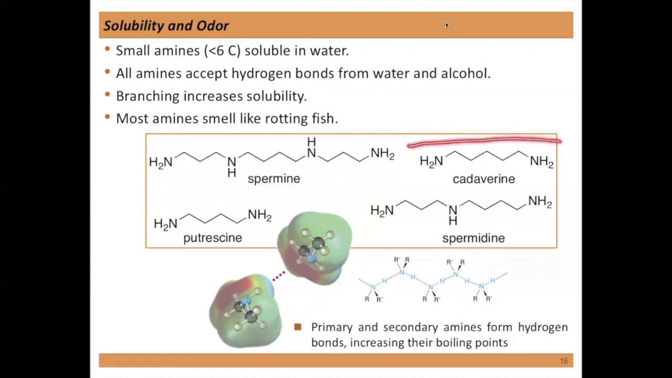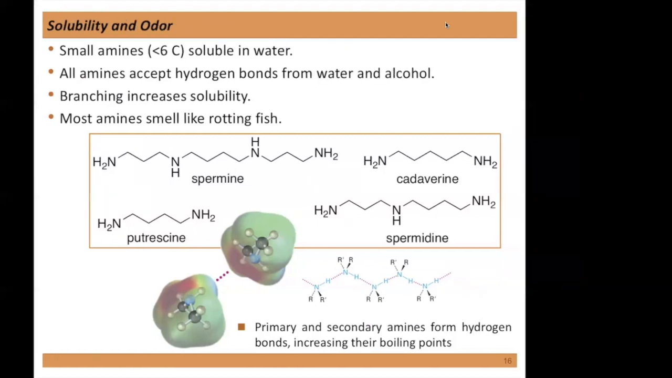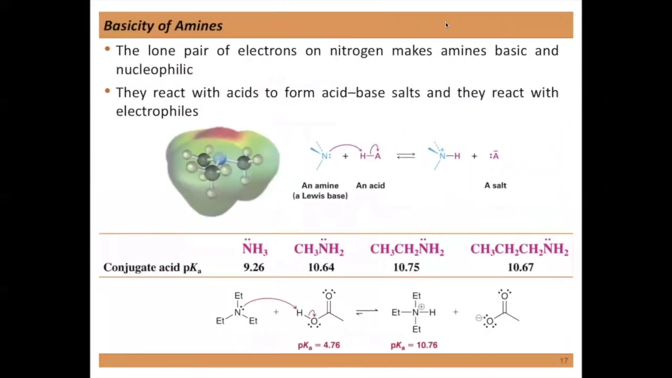When things tend to rot and putrefy, bacteria tend to produce this diamine here, which is known as cadaverine, as well as this diamine right here that is known as putrescine. And you could probably imagine what those smell like. They smell like rotting organisms. So amines have very characteristic smells.